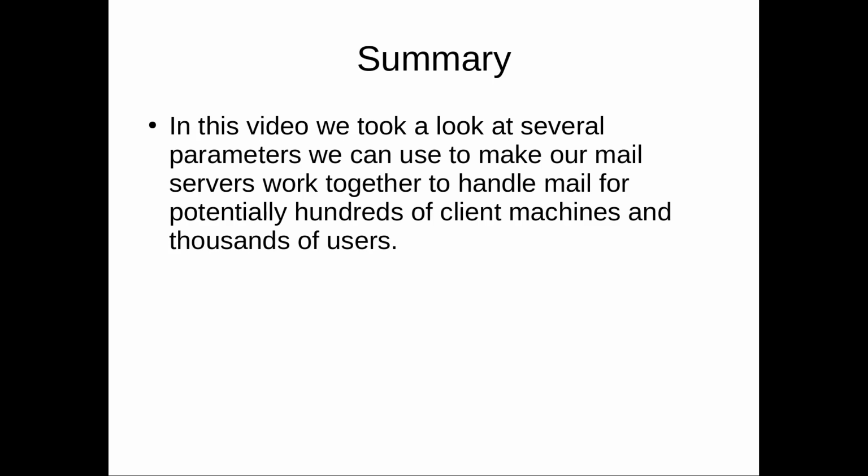What we have looked at in this video is a few parameters that we can use to make our mail servers work together better, so that when we start having several hundred or several thousand client machines, we're not just overloading a single server trying to be our mail server. We can distribute those capabilities potentially across several mail servers, so we can divide up the responsibilities for incoming and outgoing mail, still have it all look like it came from the same place, and still have it arrive at a single destination so that our clients can check it.